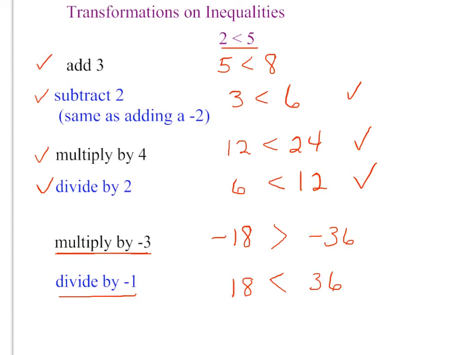So if you notice the left-hand side over here where I have checks, when we added 3, subtracted 2, multiplied by a positive 4, divided by a positive 2, that inequality, I just brought it down like we used to bring down the equal sign. It was only when we multiplied by a negative number or divided by a negative number that we had to switch the direction of the inequality.